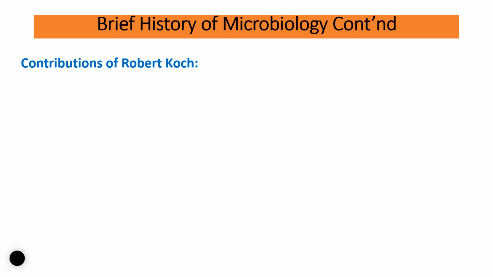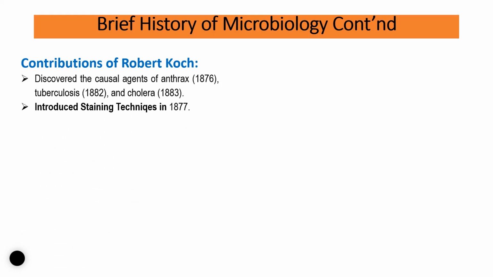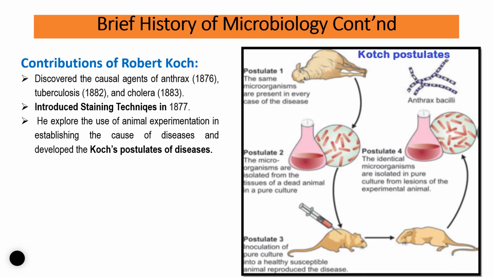We have another important scientist that contributed tremendously, that is Robert Koch. Robert Koch made a lot of contributions to the development of microbiology. He was the first scientist that discovered the causal agent of anthrax in 1876. He also discovered the causative agents of tuberculosis and cholera in 1882 and 1883 respectively. He also introduced the staining techniques, which are commonly used for microscopic observation of microorganisms, in 1877.